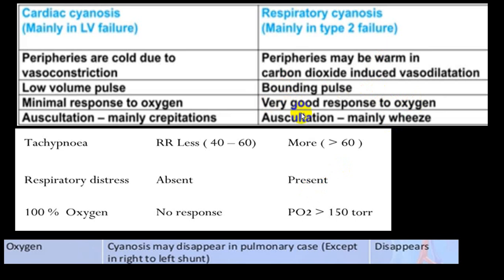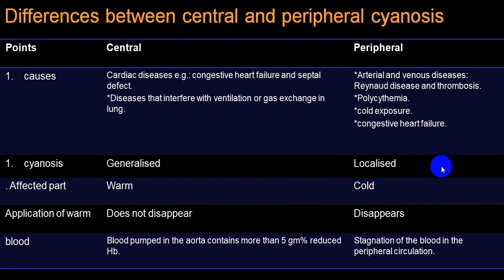And on auscultation in respiratory cases you will have prolonged expiration with a lot of bronchi, and if there are crackles, they are usually extensive and bilateral. That is the way we try to differentiate between respiratory cyanosis and cardiac cyanosis. Very frequently in cardiac cyanosis you will have central plus peripheral cyanosis, which we call mixed cyanosis, while in respiratory it will always be central cyanosis. So just remember that.